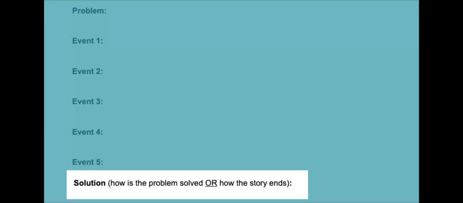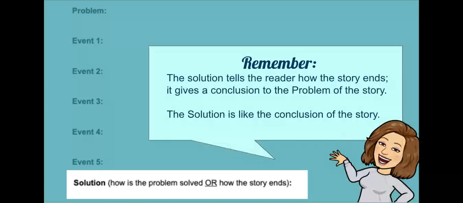Finally, you're going to come up with the solution to your story. This is how the problem is solved or how the story ends. So remember, the solution tells the reader how the story ends. It gives a conclusion to the problem of the story. The solution is like the conclusion of the story.